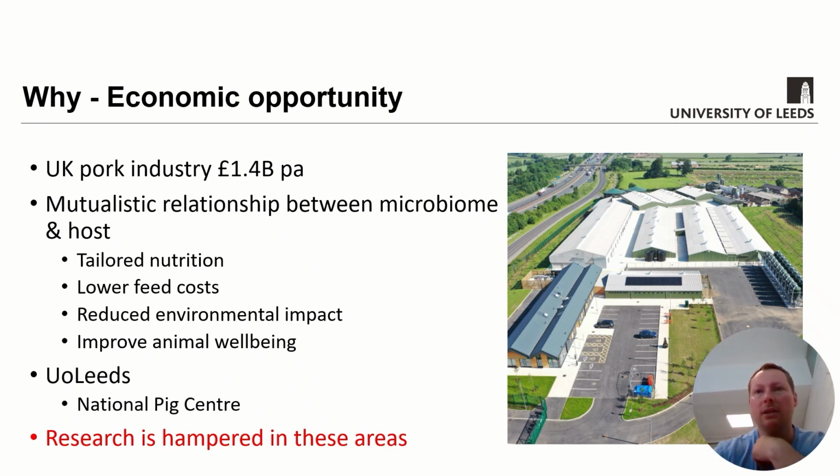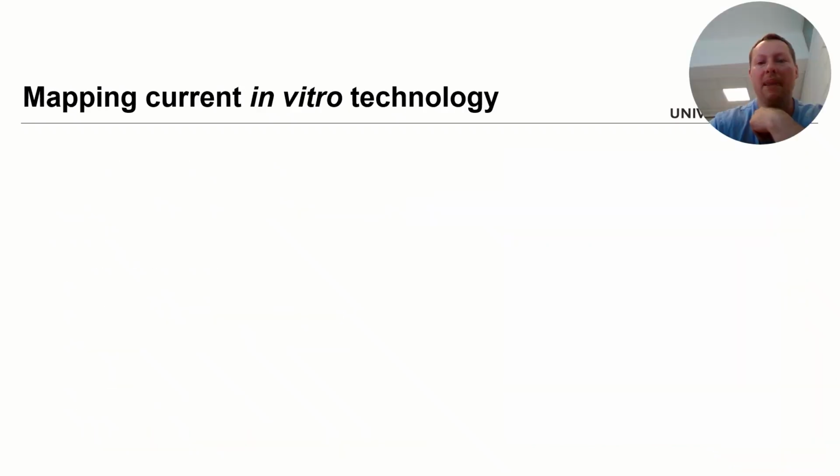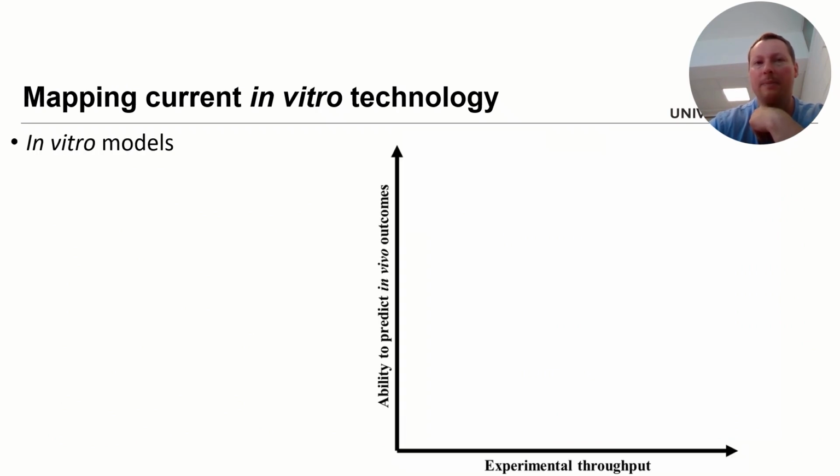So when we started, we wanted to map the current in vitro technology, and we did this somewhat arbitrarily by plotting them on these axes where we've got experimental throughput versus ability to predict the in vivo outcomes. In other words, how many samples or conditions can we run in an experiment at any one time, but also how predictive is that experiment of what might happen in the host.